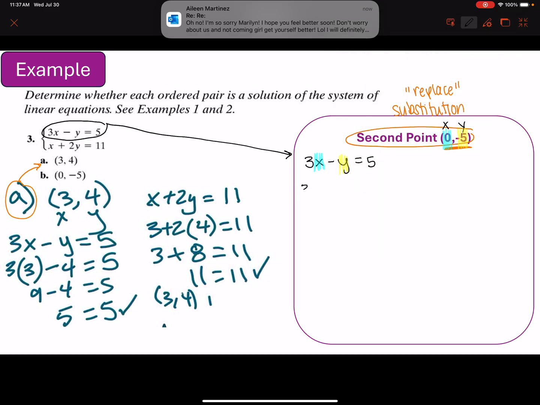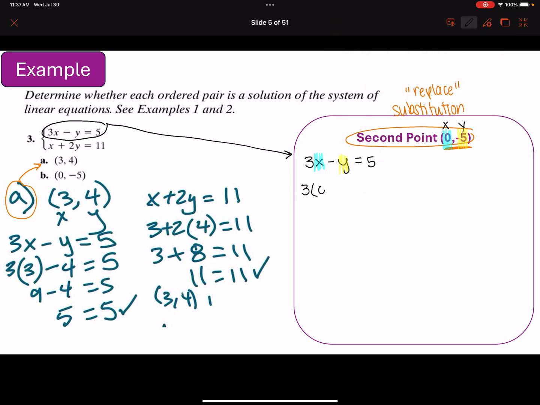So we've got 3 times 0, because that's what x is, minus y, which is -5, equals 5. Okay, so first thing I'm going to look at is 3 times 0, which is 0.